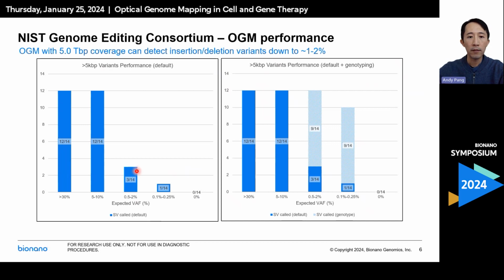You can also see that we have sensitivity in detecting variants between 0.5 to 2% VAF, and we also have sensitivity even at the 0.1 to 0.25%.